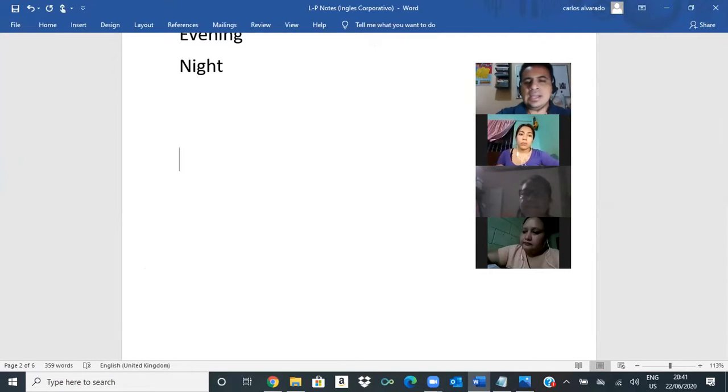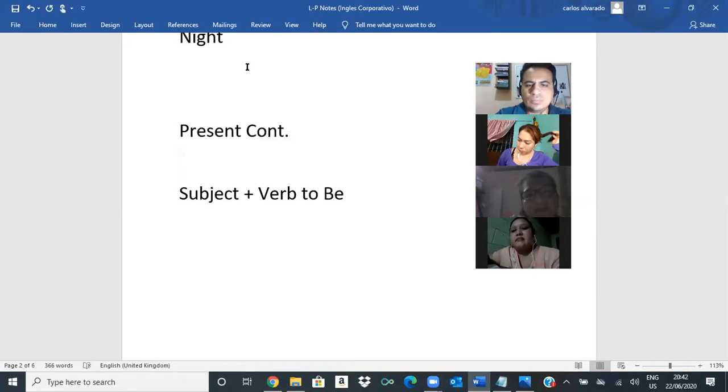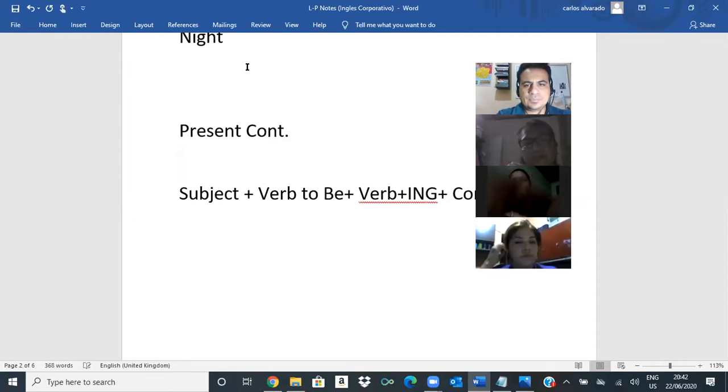Algunas de las lecciones, la sección 4, terminamos con present continuous. ¿Quién se recuerda cuál es la estructura del present continuous? Subject plus verb to be, plus verb ing, plus complement. Okay, very good.